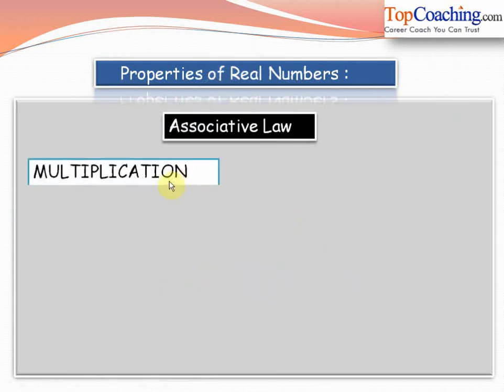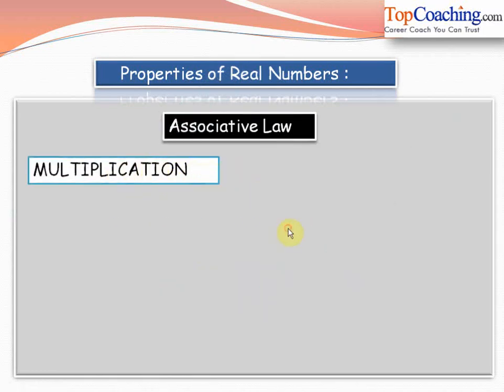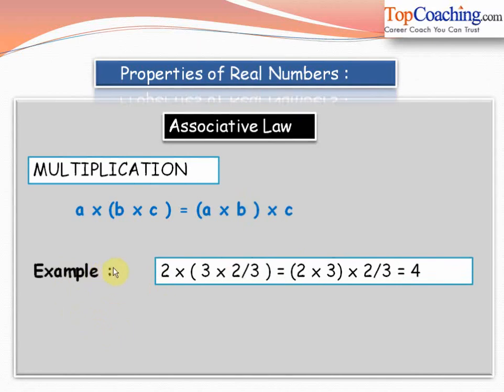Similarly, let's look at the multiplication law. It says that A cross (B cross C) is equal to (A cross B) cross C. Again, this is the same as the associative law of addition, just that instead of a plus sign, there's a multiplication sign. So again, let's look at an example.